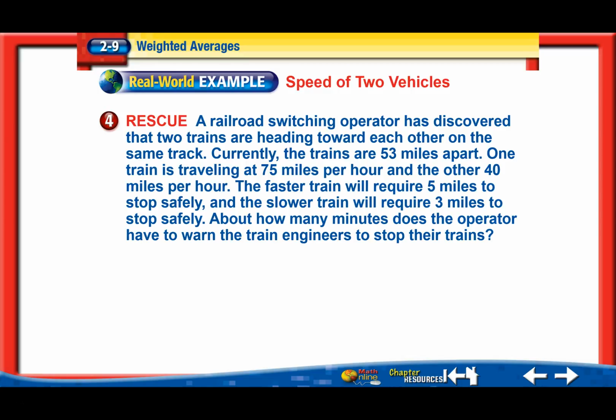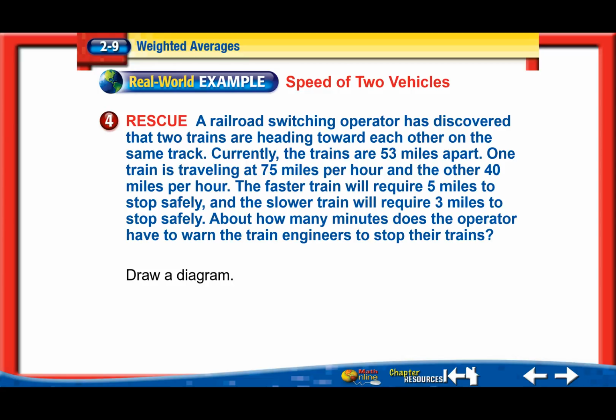A railroad switching operator discovered that two trains are heading towards each other on the same track. Currently, the trains are 53 miles apart. One is traveling at 75 miles per hour. The other is traveling 40 miles per hour. The faster train will require 5 miles to stop safely, and the slower train will require 3 miles to stop safely. How many minutes does the operator have to warn the train engineers before they need to stop their trains so we don't have a crash?